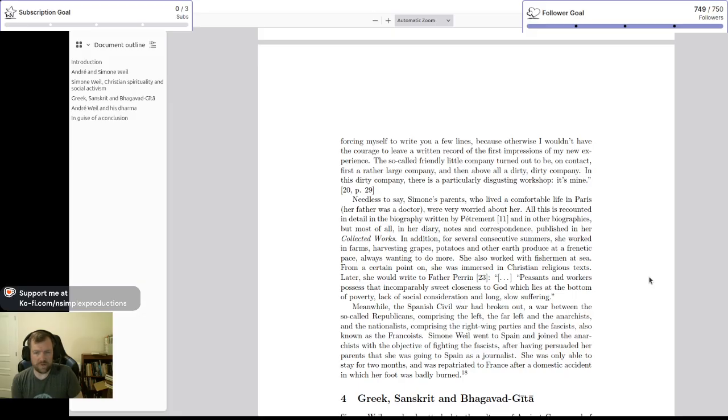Later, she would write to her father Perrin, "Peasants and workers possess that incomparably sweet closeness to God which lies at the bottom of poverty, lack of social consideration, and long, slow suffering."